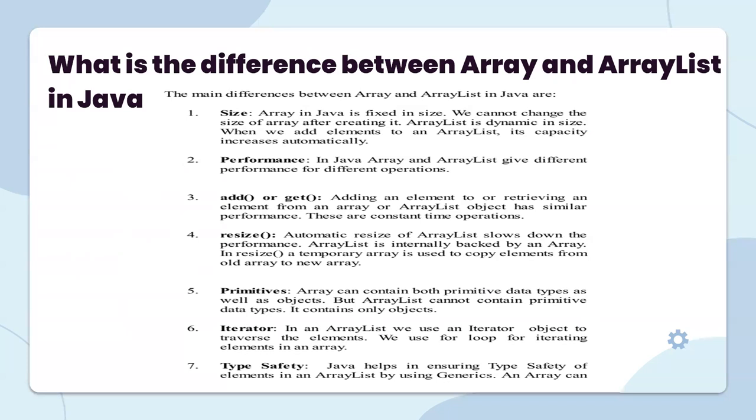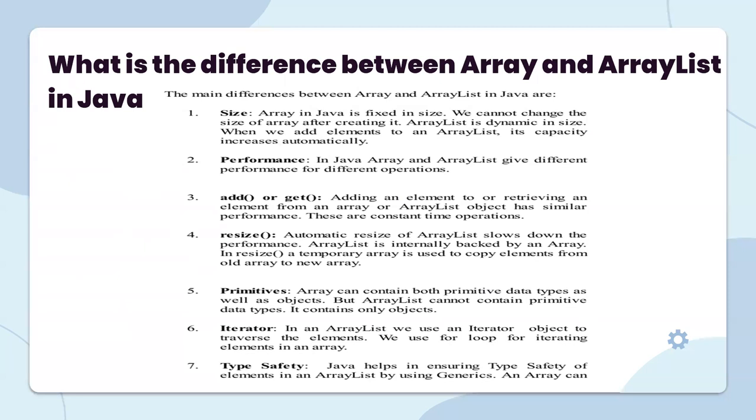Okay, so performance in Java: array and ArrayList give different performance for different operations. If you perform operations like adding, deleting, accessing on an array, you will get different performance. Add or get, we have two methods. Adding an element to, or retrieving an element from, an array or ArrayList object has similar performance. These are constant time operations, add and get. Right, resize. Automatic resize of ArrayList slows down the performance if you resize.